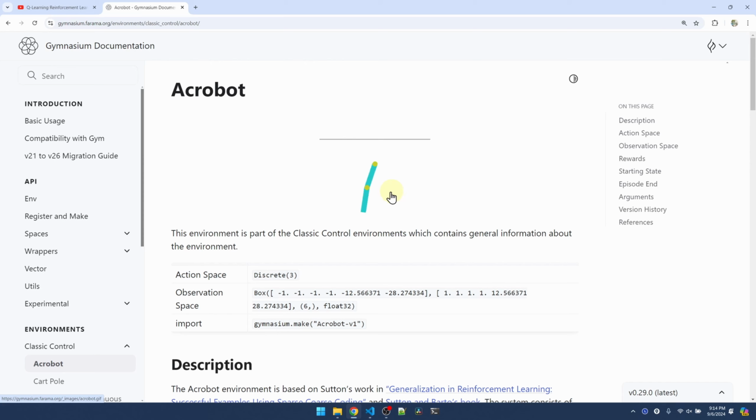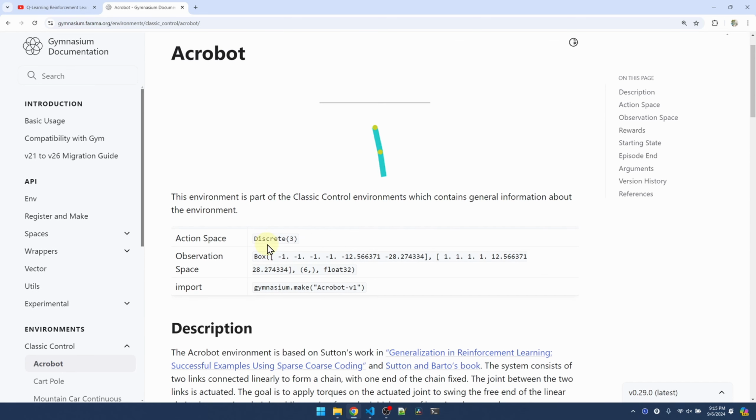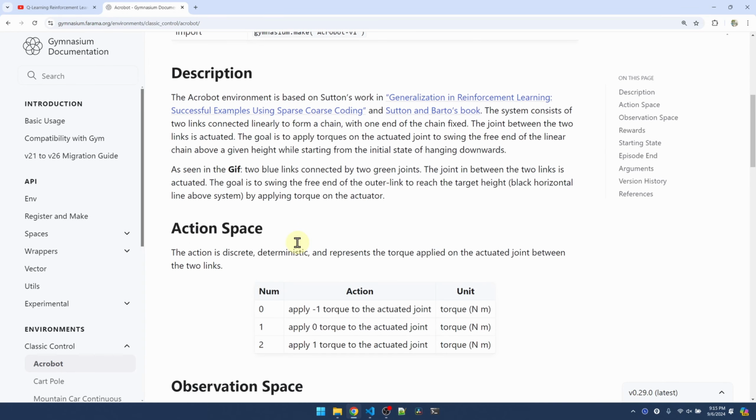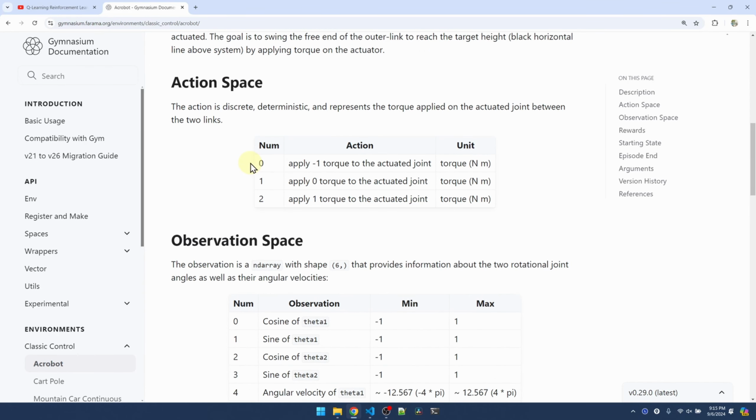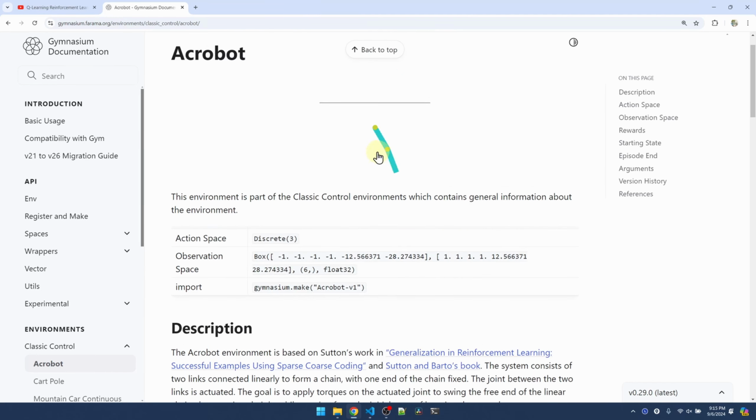Acrobot is basically 2 arms attached by these 2 green joints. The idea is to train this bot to fling itself up above this line. For the action space, we have a discrete of 3. That means we have a choice of these 3 actions, either to apply torque to either side, and the torque is applied to the second green joint right here.